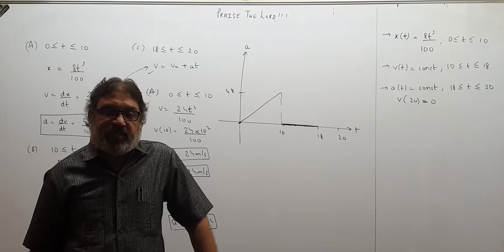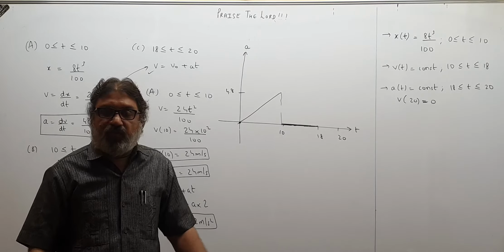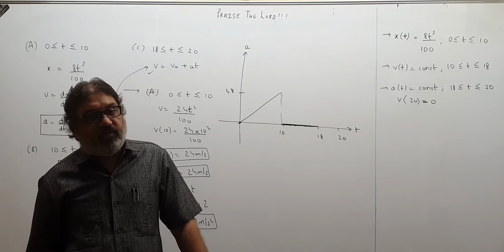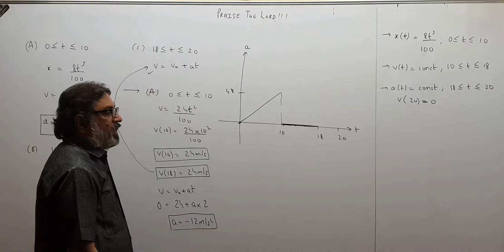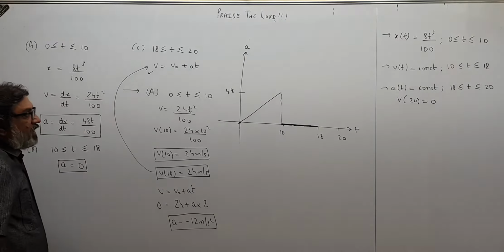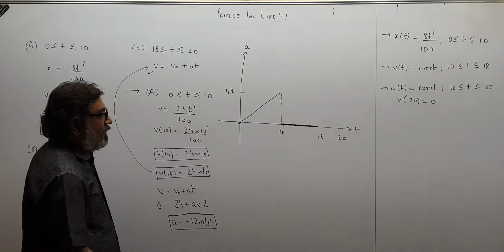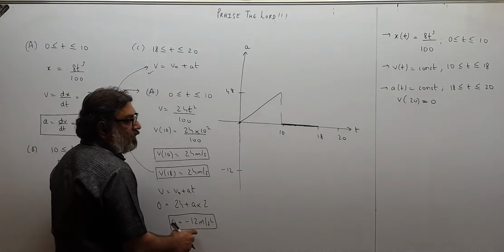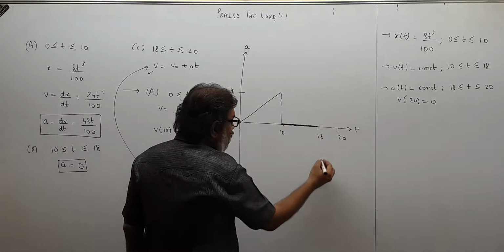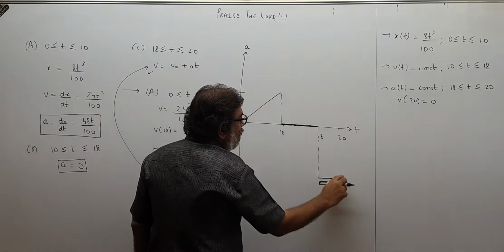Till the time force is acting, there will be acceleration. Immediately if you cut off the engine, the force will become 0 on the machine and so acceleration will be 0. So acceleration suddenly drops to 0 between this time. And then for 18 to 20 seconds, acceleration is minus 12. So if this is supposing minus 12 and constant, so 18 to 20, this is 12, so it will remain like this. So this is the graph, we draw like this.